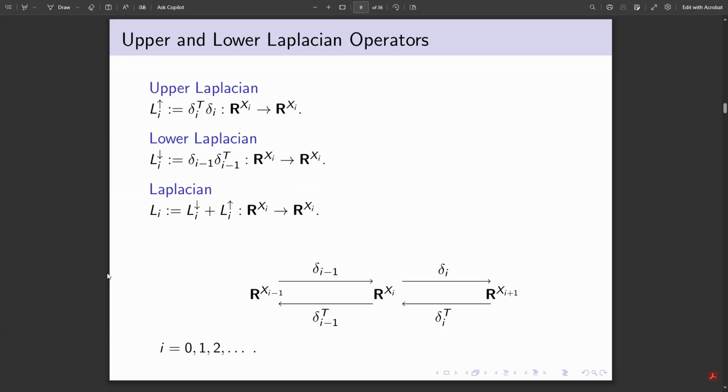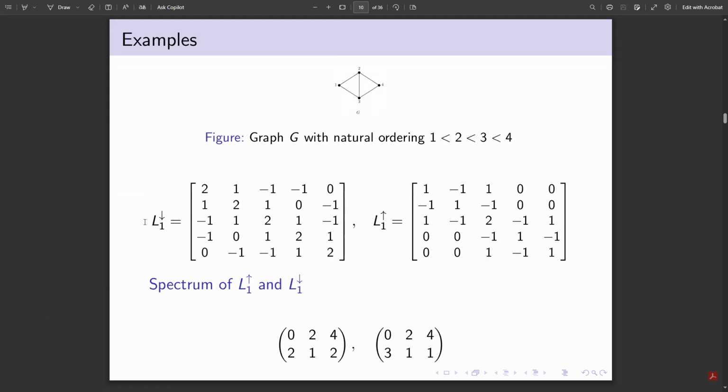So basically, each of these operators that I've defined is an operator on the space of real-valued functions on the ith space. So they're not going anywhere else. It's on the same space. Here is the same graph that I introduced before, with the co-boundary operators I showed earlier. If you calculate these objects, you get these two matrices, which are the upper and lower Laplacians at level 1. And you can do it at each level.